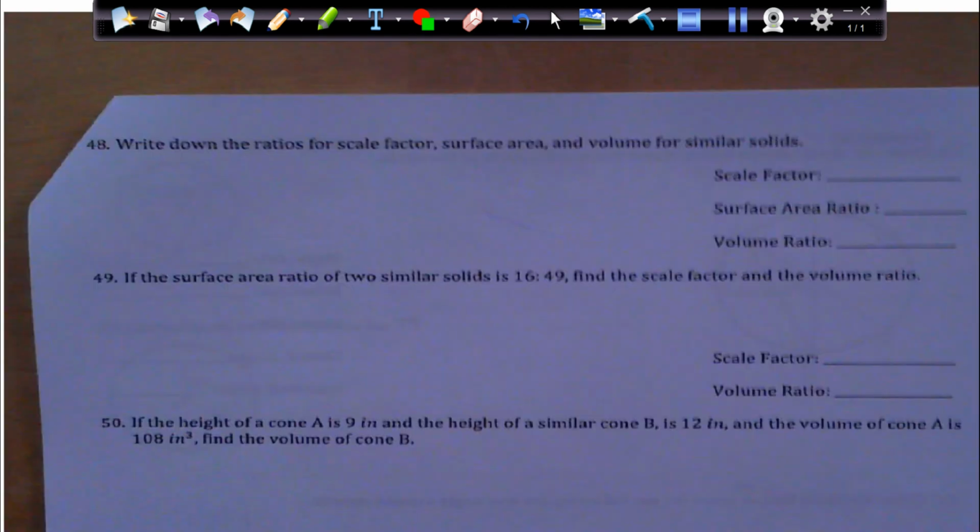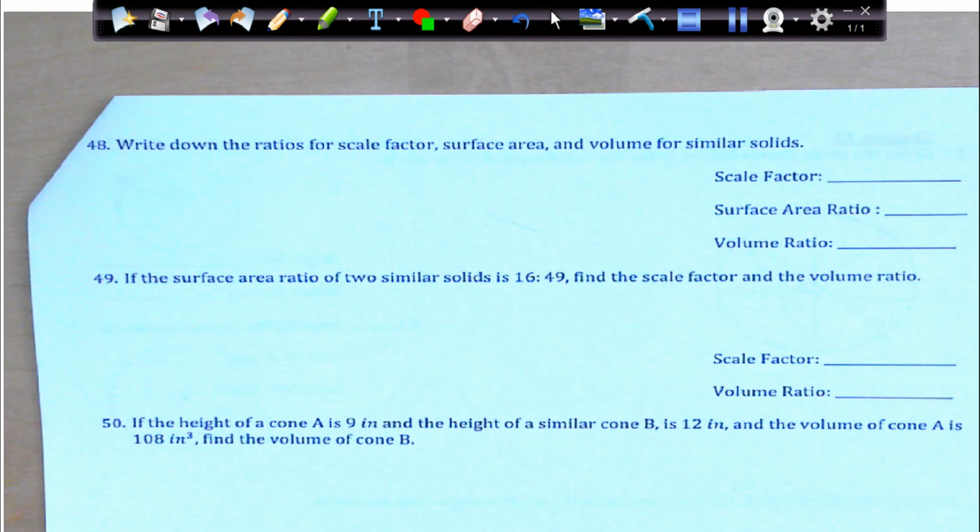Lights go down. The lights went out. Let me get them back on. Ooh, there they are. Alright, 3 more.